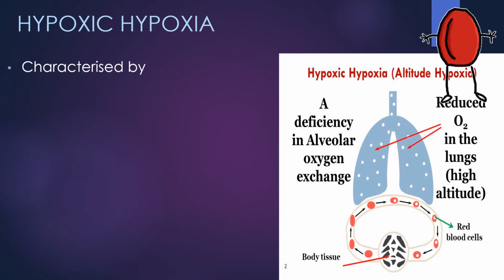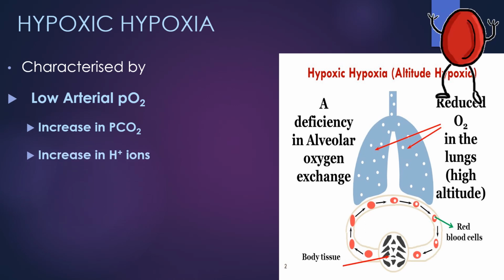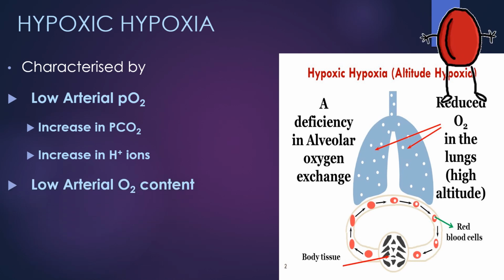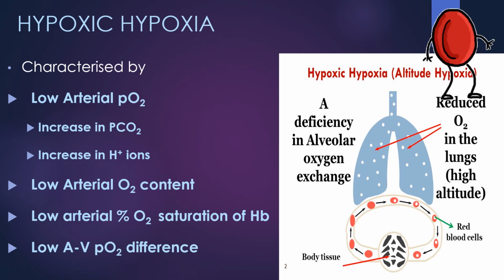Hypoxic hypoxia is characterized by low arterial partial pressure of oxygen, increase in the partial pressure of carbon dioxide, and increase in the hydrogen ions. So low arterial oxygen content, so low arterial percentage oxygen saturation of hemoglobin, so very low arteriovenous partial pressure of oxygen difference. As there is very low oxygen pressure in the arteries, in the vein also, the partial pressure of oxygen will be low.